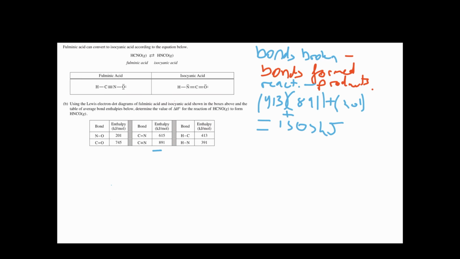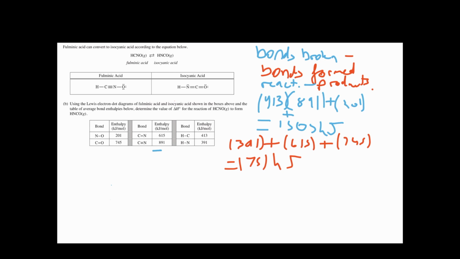Now, let's look at our products. First thing we have is an HN single bond, so that's going to be 391. Next thing we have is a nitrogen-carbon double bond, that's going to be 615. Finally, what we have is a carbon-oxygen double bond, which is going to be 745. When we add all of those up, we get 1751 kilojoules.